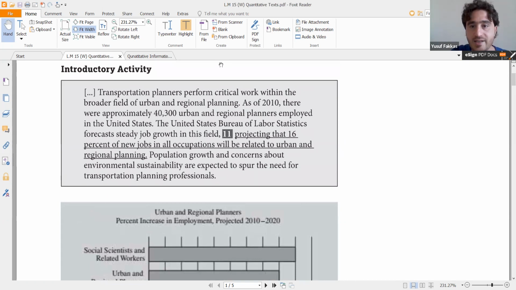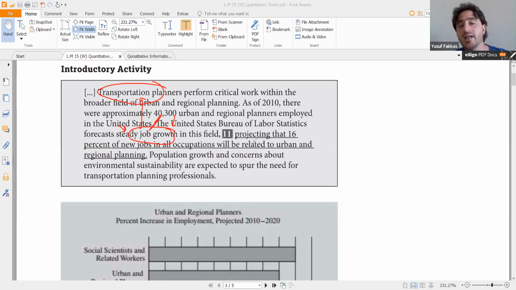So as you can see here, this is the underlined sentence. If we look here, we can start at least from the beginning of the sentence as usual to get the context. So the United States Bureau of Labor Statistics forecasts steady job growth. Again, highlight the keywords in the passage. So what do these statistics show us? They show us that there will be a steady job growth in this field. What field? Remember here, we're talking about transportation planning. And then this is the underlined sentence.